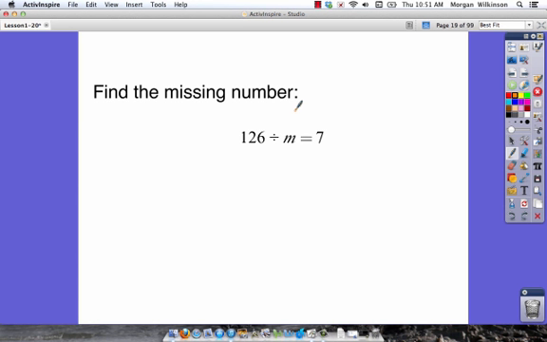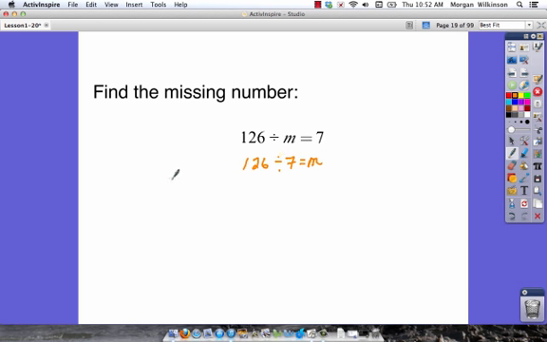All right, now we need to find the missing number with a division problem. We have 126 divided by m is equal to 7. We could rewrite this with a fact family, saying 126 divided by 7 is going to be equal to m. That's a good one because it tells us straight away what m is going to be equal to if we do this division. We don't even need to think about the multiplication.